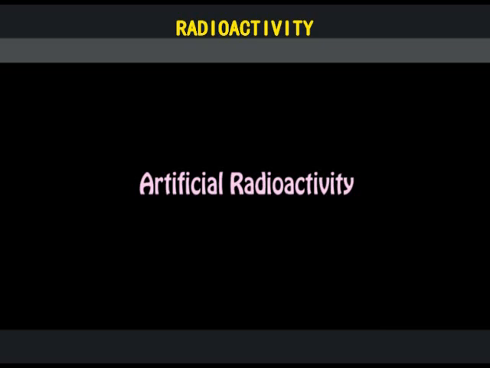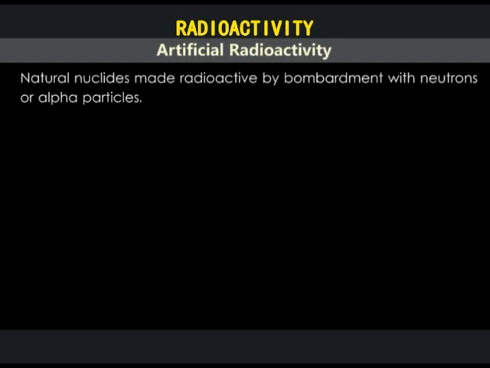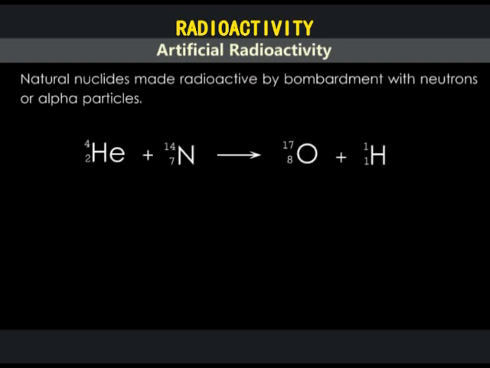Artificial radioactivity. Some naturally occurring nuclides can be made artificially radioactive by bombarding them with neutrons, protons, or alpha particles. For example, when nitrogen-14 nuclide, which is stable, is bombarded with fast-moving alpha particles, radioactive oxygen is formed. Other artificially radioactive nuclides include silicon-27, sulfur-35, and chlorine-36.